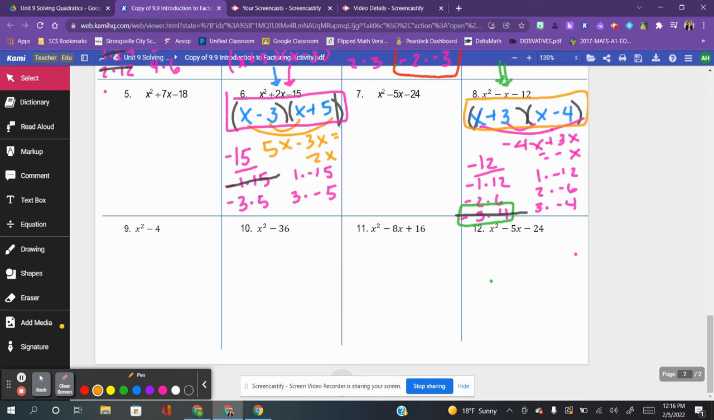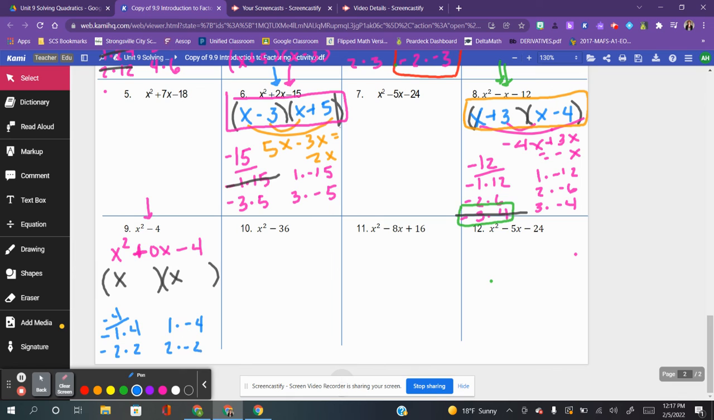Now, if I take a look at problem 9, I notice that I'm missing something. I am missing a middle term. I'm actually going to rewrite this as x squared plus 0x minus 4. That gets me thinking about the fact that I have a trinomial, and so I need to break this up into two groups, x and x, and I need factors of negative 4, which means that I need a negative and a positive. So negative 1 times 4 and negative 2 times 2, or 1 times negative 4. I guess we could say 2 times negative 2, but that really feels the same as the first one.